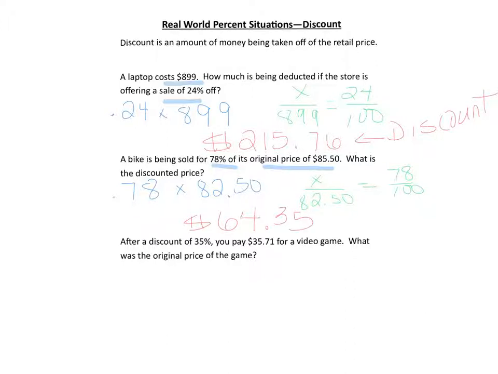$64.35 is going to end up being what the bike is now costing us, because that $64.35 is 78% of the original amount. If you were to compare $64.35 to $82.50, you'd find out that 78% of the $82.50 is $64.35.